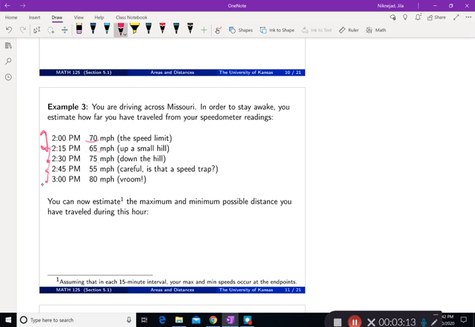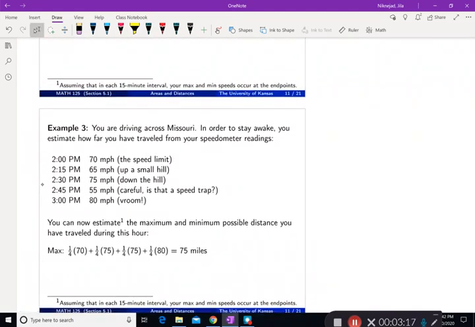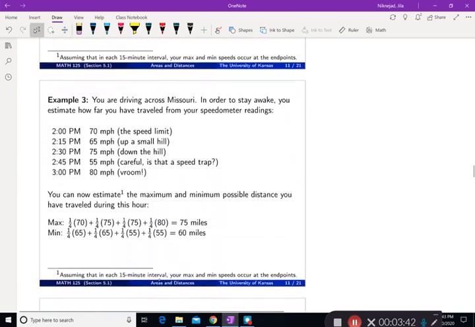Then you kind of figure out where you're standing. So the maximum: the first time interval is 1/4 of an hour times 70. Then the second interval is between these two times, and it's 75. The third one is between these two times and 75 again, and here is 80. Every time interval is 1/4. You multiply it through and you get 75 miles.